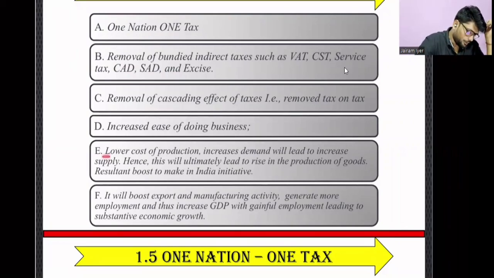Fifth point, lower cost of production. Increased demand will lead to increased supply, hence this will ultimately lead to a rise in the production of goods, and a resultant boost to the Make in India initiative. When we read about customs, we'll see that just because we are importing something, the government charges so many taxes on it. They try to make it over and above the price of the same product which is there in India.